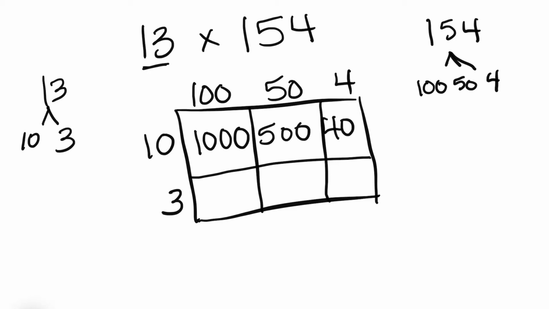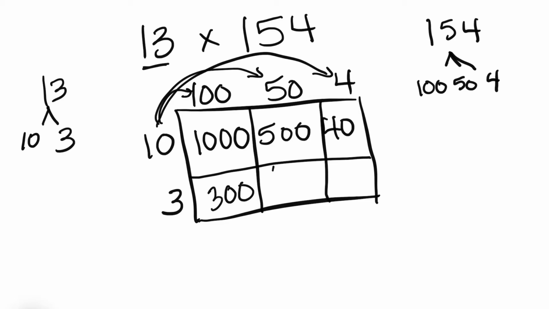This is much like the distributive property. I'm going to distribute the numbers on the side to each of the numbers on the top. Also, you're finding area, and you're going to go over and across where they meet, length times width. So we have 3 times 100 is 300. 3 times 50 is 150. 3 times 4 is 12. And now I'm going to add all this together to find the product of 13 times 154.